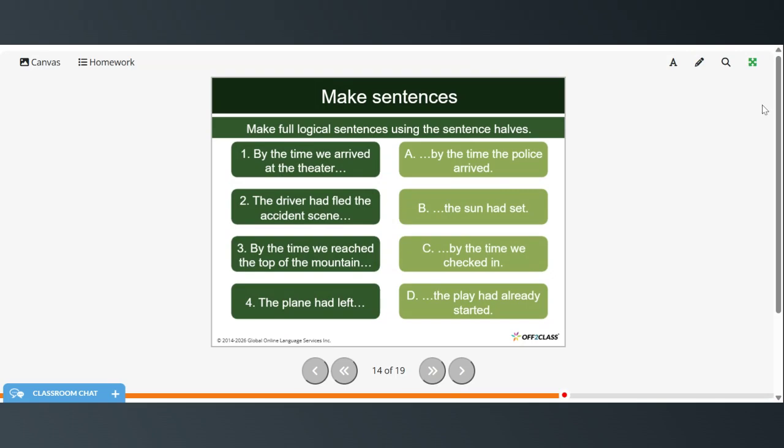Now make full logical sentences using the sentence halves. Again, you can pause the video, try these on your own, and then restart when you're ready to check your answers. So, by the time we arrived at the theater, the play had already started. The driver had fled the accident scene by the time the police arrived. By the time we reached the top of the mountain, the sun had set, and the plane had left by the time we checked in.